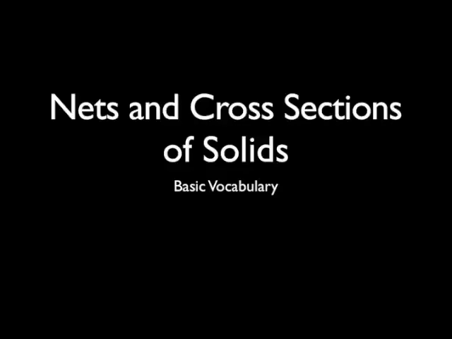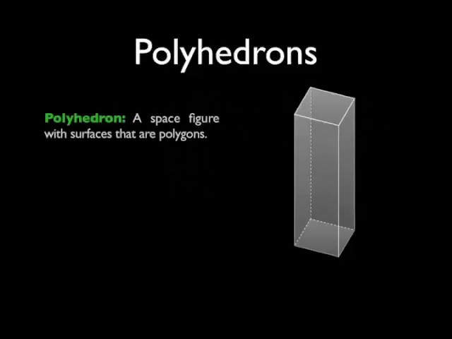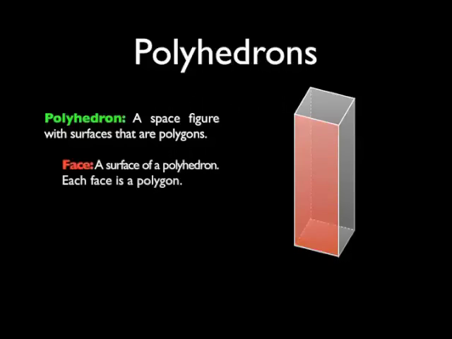This unit is all about solids, which are three-dimensional figures. Let's start with some basic vocabulary. Polyhedrons. A polyhedron is a space figure with surfaces that are polygons. Another word for space figure is three-dimensional figure. Polyhedrons are comprised of faces, which are the surfaces of the polyhedron, and each face is a polygon.